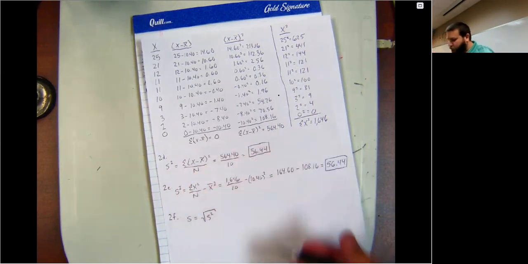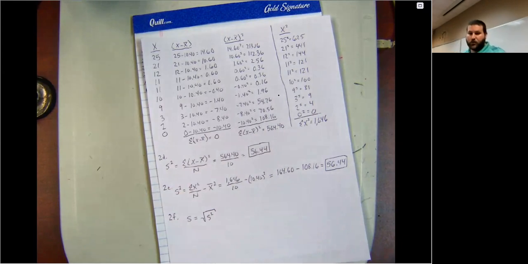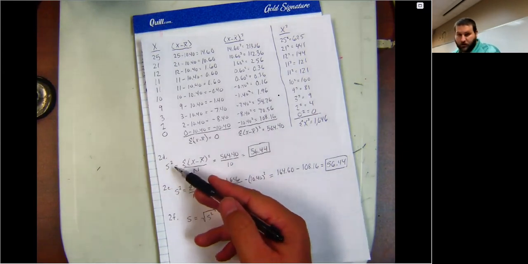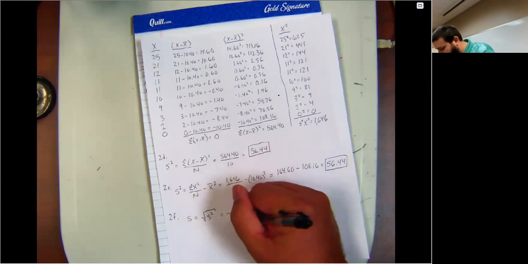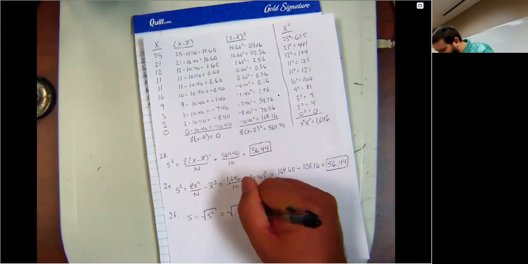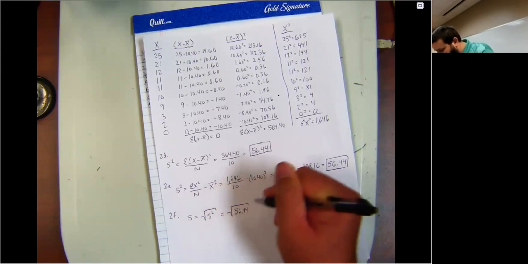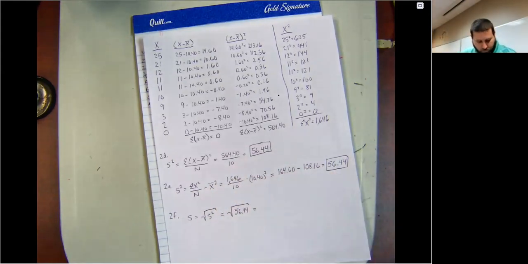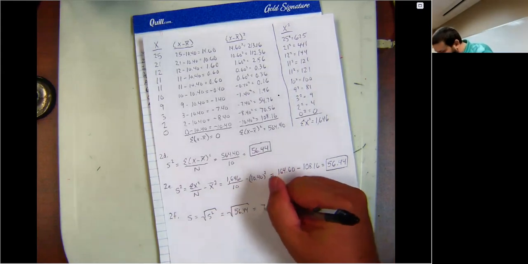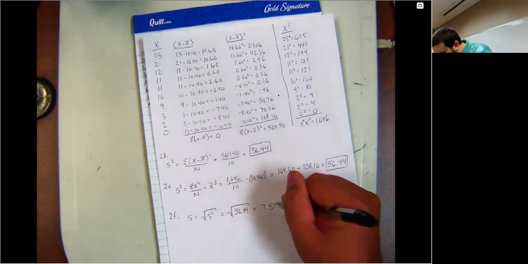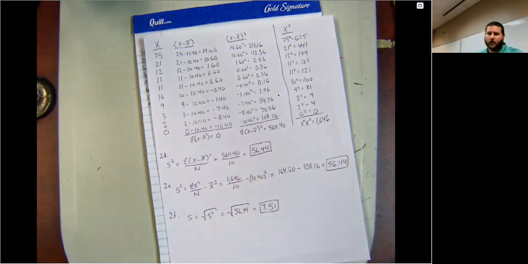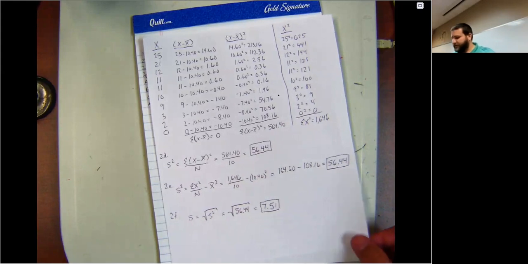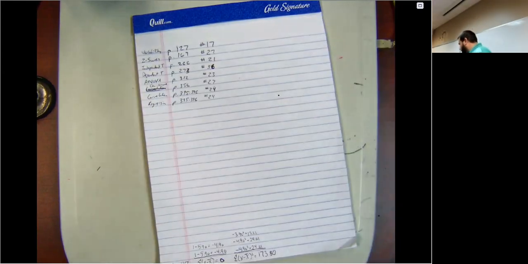Because remember I said pull the number out from underneath the square root and you have your variance. Well, the S squared we calculated up here is 56.44. So if we take the square root of that, we'll have our standard deviation. The square root of 56.44 to 2 decimal places is 7.51. So the standard deviation is 7.51. And that's 2 for the practice test. Number 2, rather.